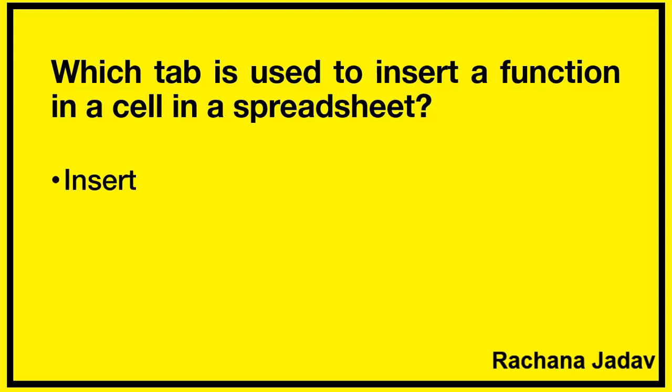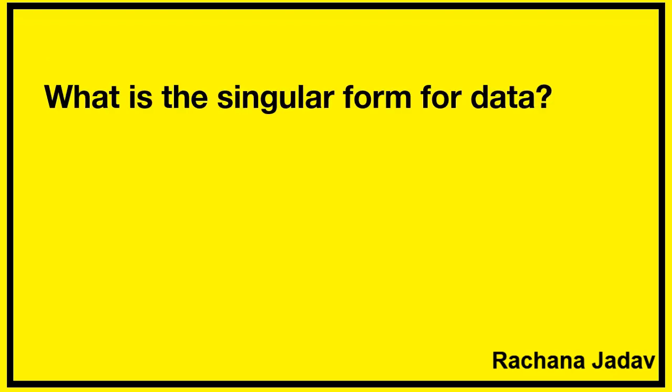Next, which tab is used to insert a function in a cell in a spreadsheet? That is Insert, okay? In Insert, we are having many of the functions. We are also having the function wizard, right? And we can even see that in our formula bar there is an F written for the function wizard. By that also you can go. Next, what is the singular form of data? Datum. In the chapter at the first only it is given what is data. In database you can see, that is data and datum.